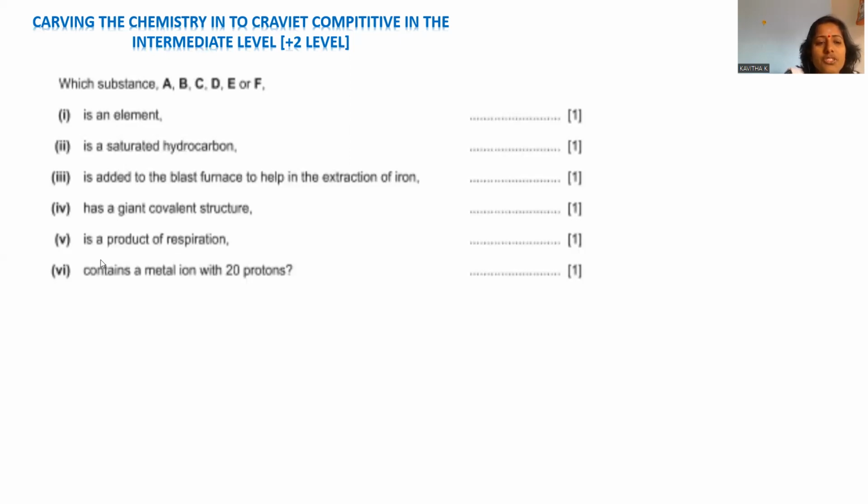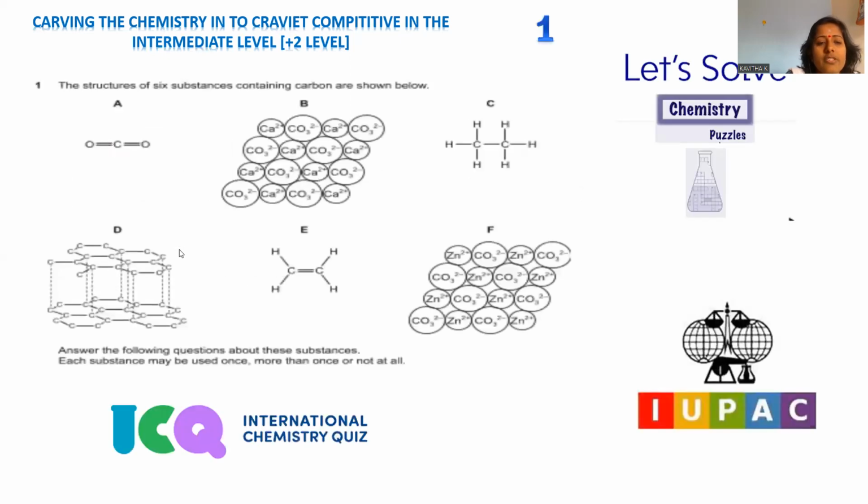Giant covalent structure. Then, dash is the product of respiration. Respiration is the general process of living organisms through which we inhale oxygen and exhale carbon dioxide. Inhaled oxygen will be carried to each and every tissue and cell of the living organism, so that the metabolism process will be accelerated.